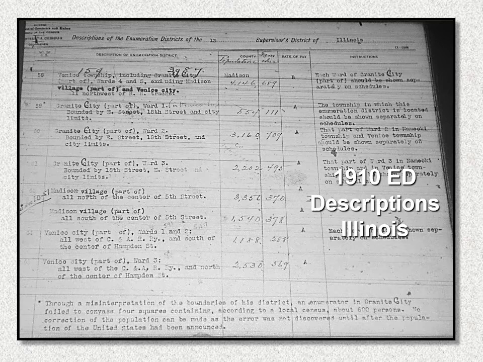So here we are in Granite City in Illinois. If you look at ED 59, there's an asterisk on it. And then on the bottom it says that through a misinterpretation of the boundaries of his district, an enumerator in Granite City failed to canvass 4 squares containing, according to a local census, about 600 persons. They're gone. They're missing. No correction of the population can be made, as the error was not discovered until after the population of the U.S. had been announced.